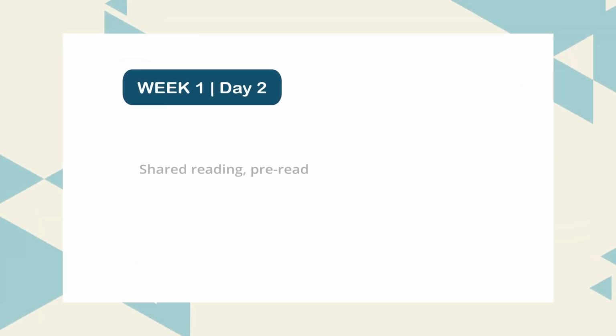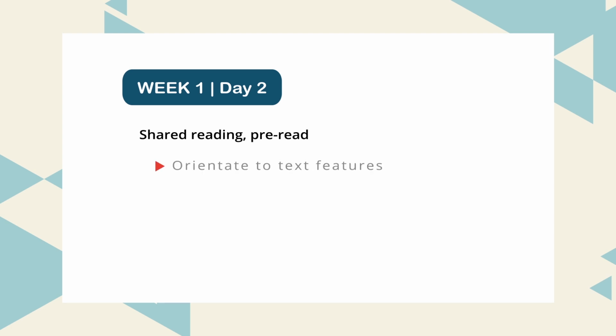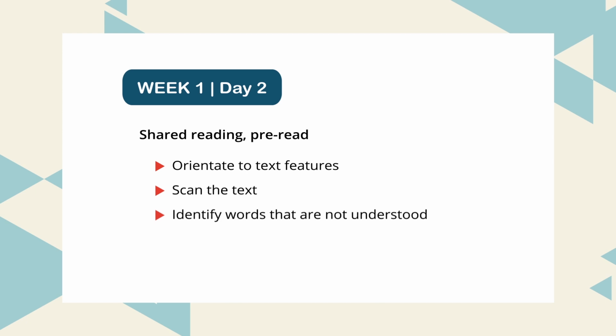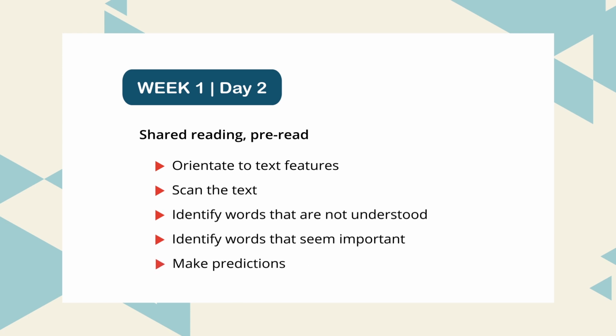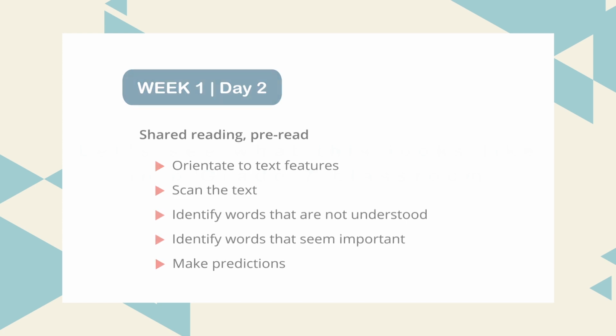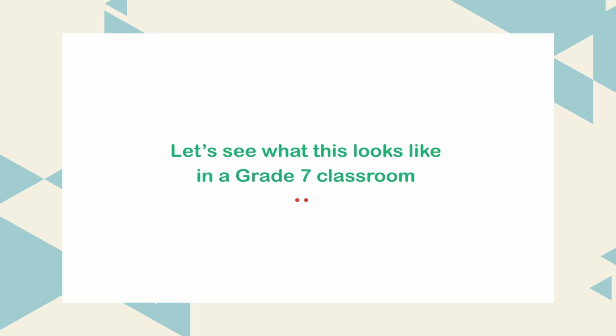In this lesson, the teacher begins the shared reading process. First, the teacher orientates learners to any relevant text features. Next, learners scan the text and make lists of words they do not understand and of words they think are important. Finally, the teacher helps learners to use these lists to make predictions about the text. Let's see what this looks like in a grade 7 classroom.